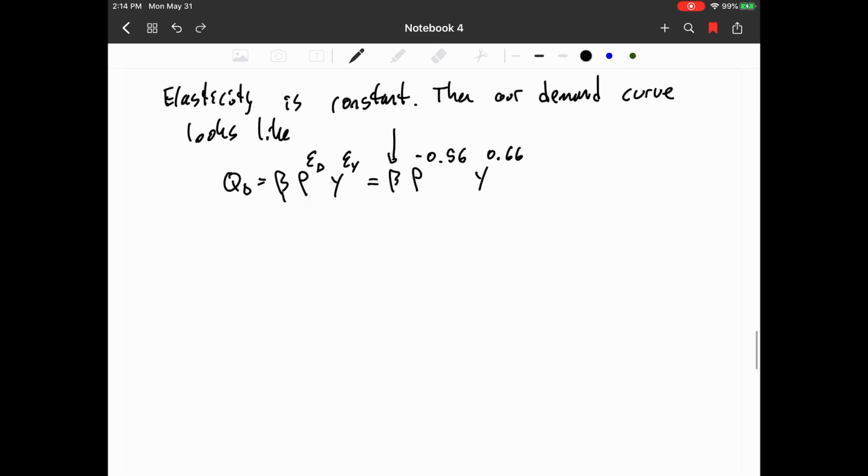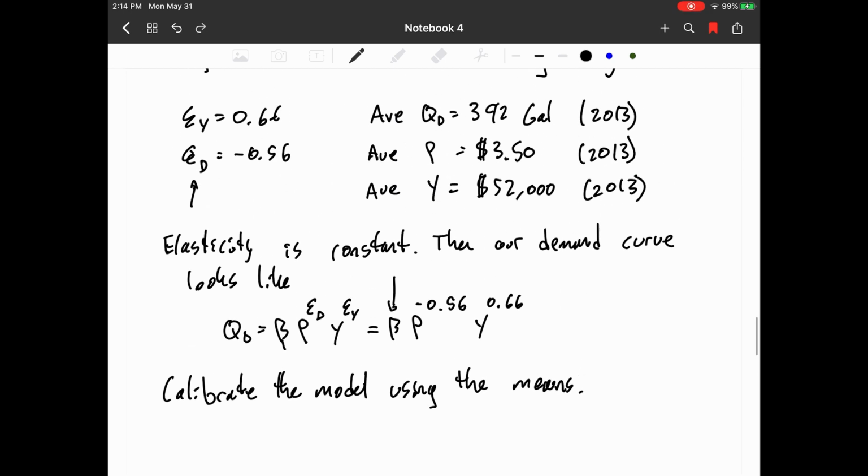So what we're going to do next is calibrate using the means. We have more information here about averages. So what we're going to do is plug in these three averages into this demand equation we've constructed, and solve for beta.